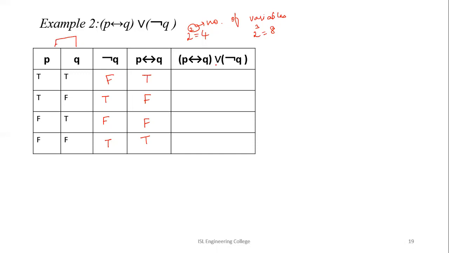Now we have to OR both of these columns. The rule for OR is that if one of them is true, then it will be true. So if one of them is true, this is true. Similarly, negation Q is true, so true. Both of them are false, so false. Both of them are true, so it is true. Okay. Next.